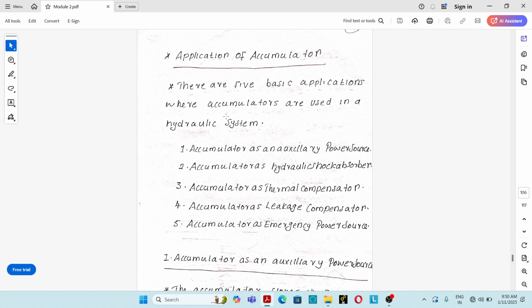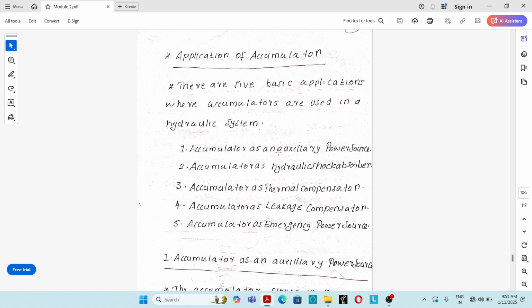So next one, important topic, applications of accumulators. There are five basic applications of accumulators. First one, accumulator as an auxiliary power source. Second one, accumulator as a hydraulic shock absorber. Third one, accumulator as a thermal expansion compensator. Fourth one, accumulator as a leakage compensator. Fifth one, accumulator as an emergency power source. So these are the main applications of accumulators.